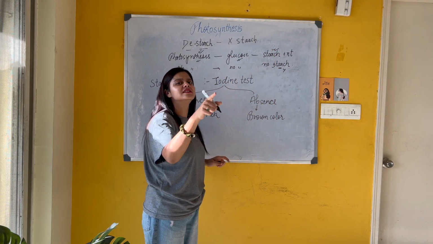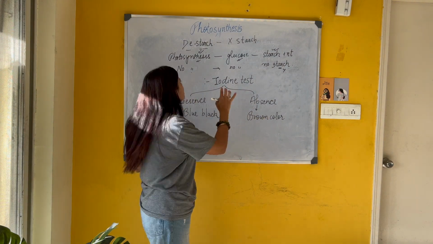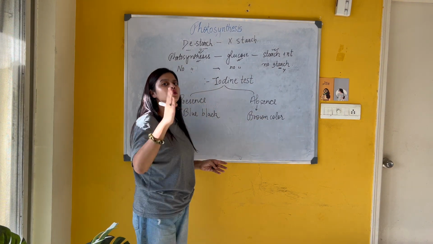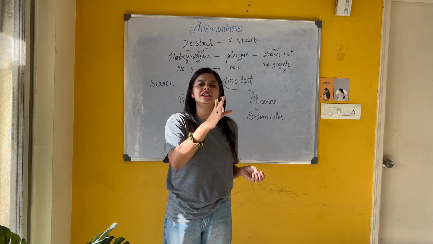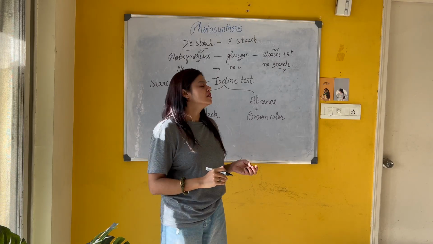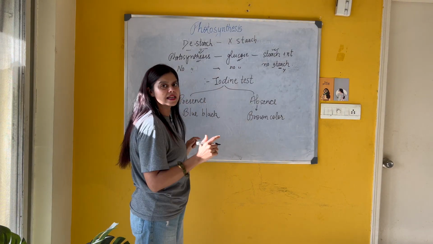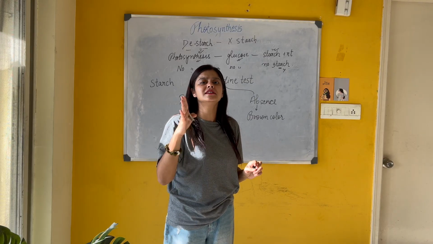So how will you destarch a plant? By stopping the plant from carrying out which process? Photosynthesis. How will you stop the plant from carrying out photosynthesis? By keeping the plant in dark for 24 to 48 hours. Because for the process of photosynthesis, sunlight is very important. A plant cannot carry out photosynthesis in the dark.